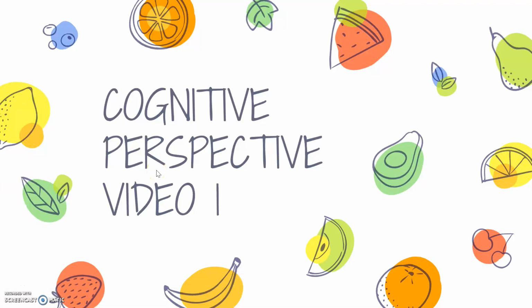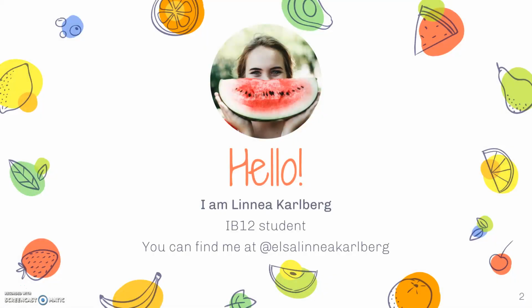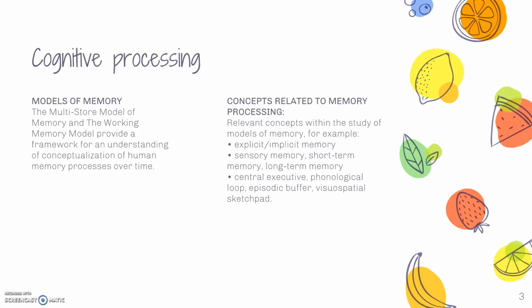This is IB Psychology. My name's Linnea Karlberg and I'm an IB 12 student. So what we're going to be talking about is essentially cognitive processing. And what you can see right now is what the IB requires you to know in terms of the models of memory. The Multistore model of memory is what we're going to focus on specifically.